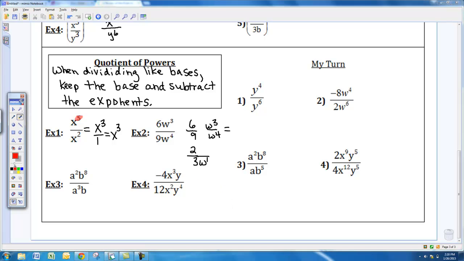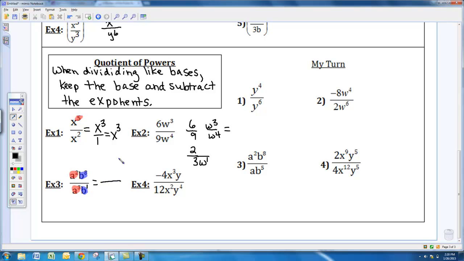Okay, in example 3, we have two different like bases that we have to divide. A squared divided by a cubed. And we also have b to the 8th divided by b to the 1st. So let's follow our quotient of powers rule. We're going to keep the base and subtract the exponents.